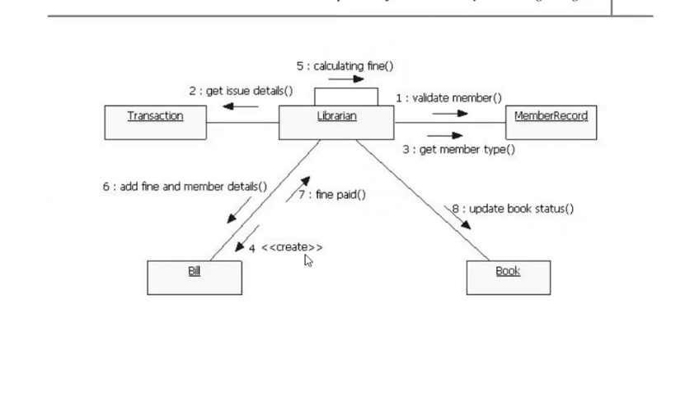So let us try to understand the collaboration diagram with the help of an example. Here we have a list of collaborators. We have librarian, member record, transaction, bill, and book. These are the collaborators. Now associated with each of the collaborators, we have their own set of attributes, right? Again, in a collaboration diagram, we have the set of collaborators and we have the associations.